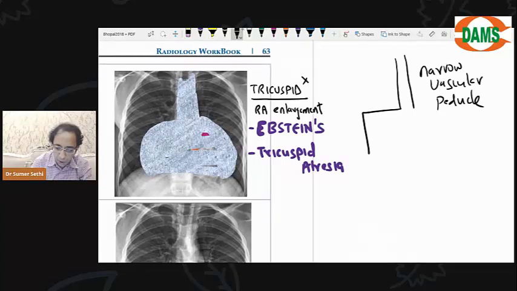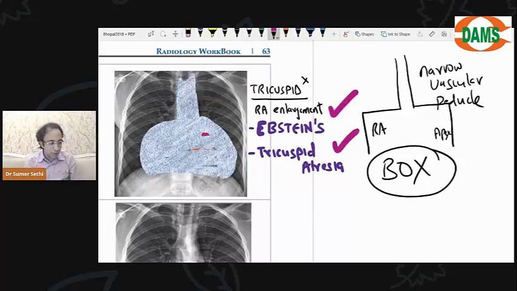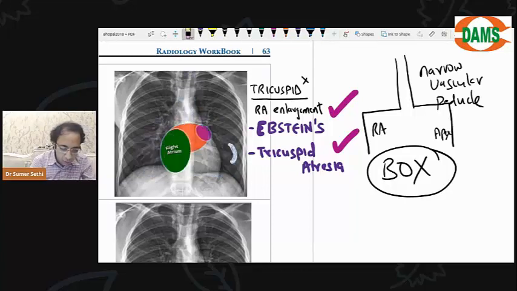There is a bulge on the right side because of the RA, and this bulge because of the apex being lifted up. What is this? A box-shaped heart. This is the reasoning why you have a box-shaped heart in both Epstein's as well as tricuspid atresia. Are you clear? Why is it a box? It was narrow at the top, and suddenly it becomes like this. So we call it a box-shaped heart. Box-shaped heart is seen in Epstein's anomaly and tricuspid atresia.